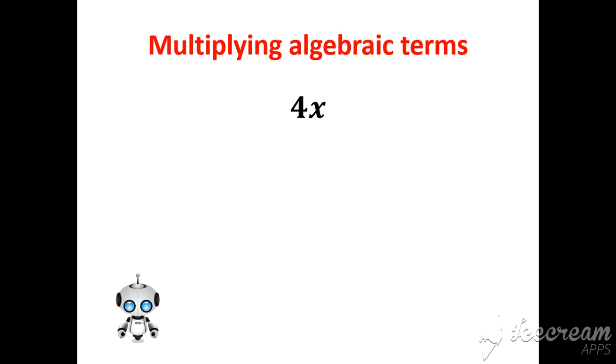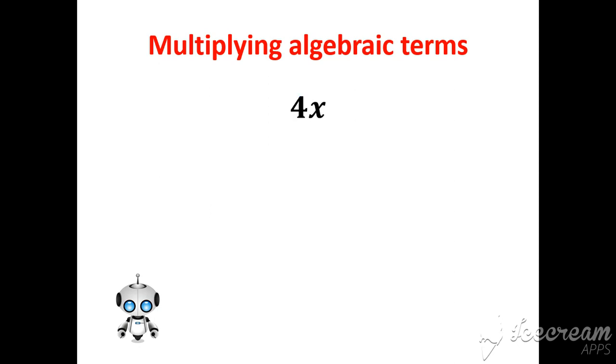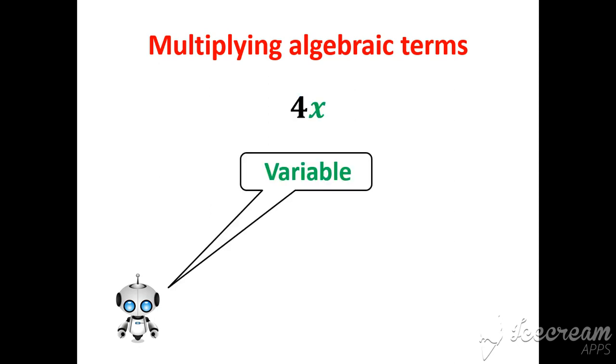Right, quick recap on some of the key words you need to know by now. When I write down a term like 4x, it means 4 times some number called x. So x could be some number, and we're going 4 times that number. The 4 is called a coefficient. The number that gets multiplied by a letter is called a coefficient. The x is called a variable.